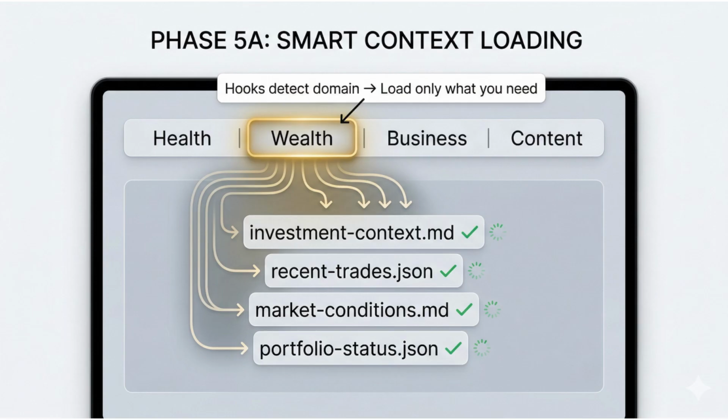Phase 5a is about never losing context. Beyond basic save-restore, we added intelligent snapshot management. Hooks now detect what domain we are working in: health, wealth, business, content, and restore domain-specific context. Working on portfolio analysis, the hook loads investment context, recent trades, market conditions. Switching to content creation, it loads video scripts, posting schedules, analytics.